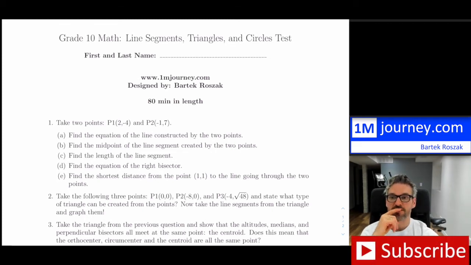So this is basically a test on line segments, lengths of a line segment, relating it back to triangles, 3 points, circles, equation of circles. So it's kind of geometry, I guess, per se. It is a topic covered in grade 10.